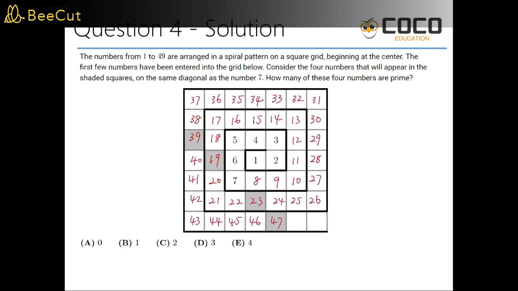So out of these 4 shaded numbers, 39 is not prime, it's 3 times 13. So the other 3 numbers, they are prime, 19, 23, and 47. So answer is D.